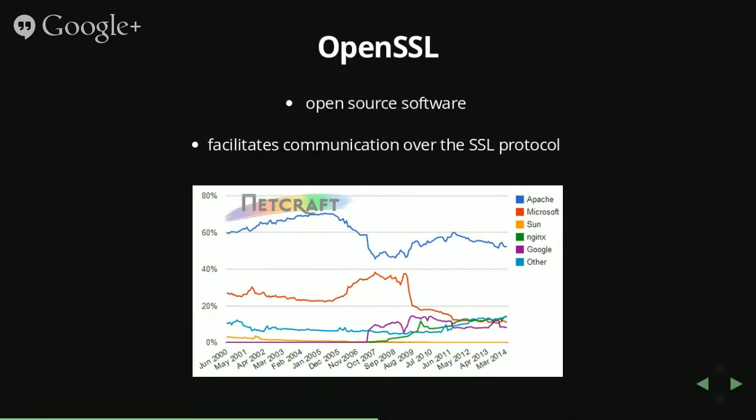So Apache owns most of the web, and because of this the bug affected millions of websites. That is 17% of the websites were affected. That comes to a very big number. Millions and millions of websites were affected with this.